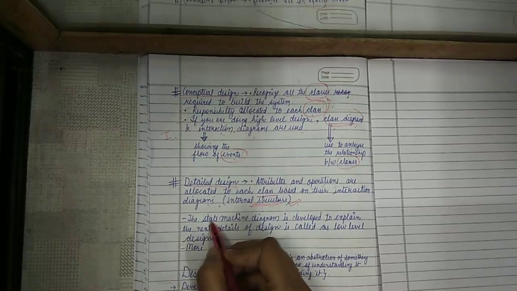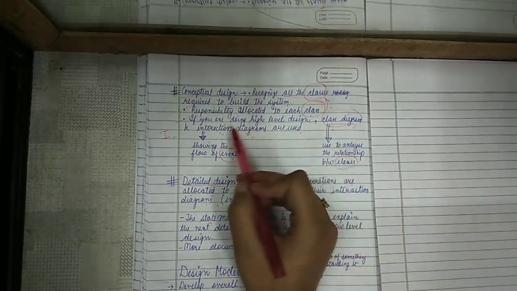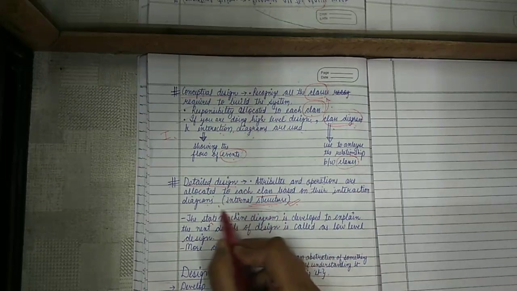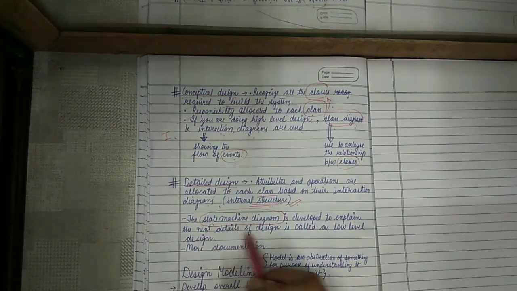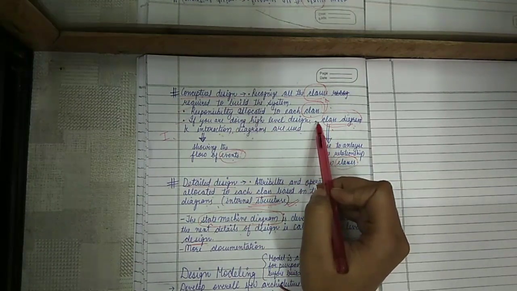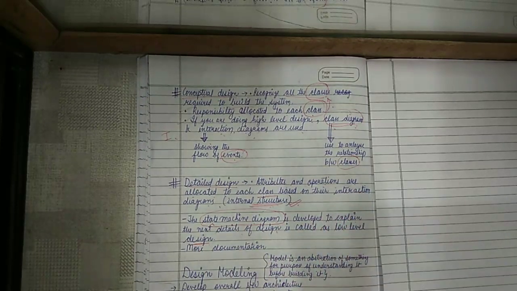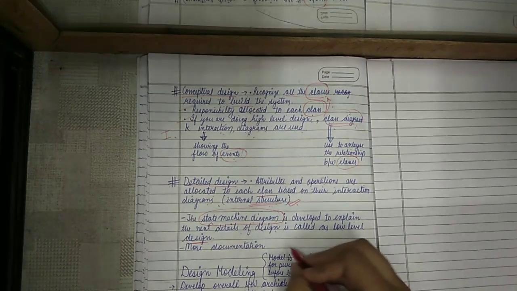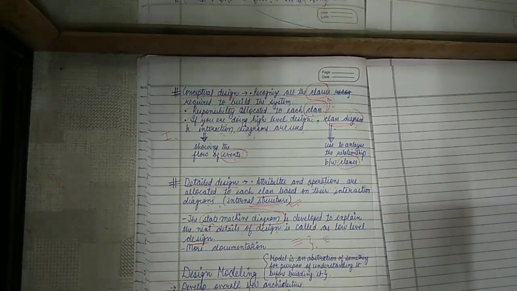Then there is a diagram named the state machine diagram. In the previous conceptual design, we had two diagrams, the class diagram and the interaction diagram. In detailed design, we have the state machine diagram. The state machine diagram is developed to explain the finer details of a design, called low-level design. So conceptual design is used for high-level designing, and detailed design is used for low-level designing. In detailed design we will have more documentation, a more detailed view, more steps, more concepts, and more pieces of information.